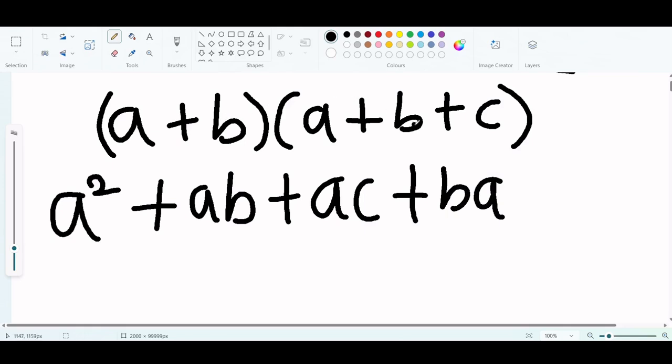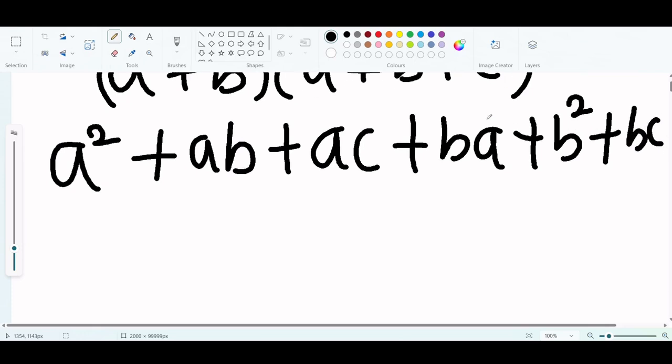Now b times b, instead of saying bb, we say b squared, right? Because it's the same letter, so it means we're going to add their powers when they are the same. Now b times c is going to be bc. So at this time, we now have 6 terms here, right?